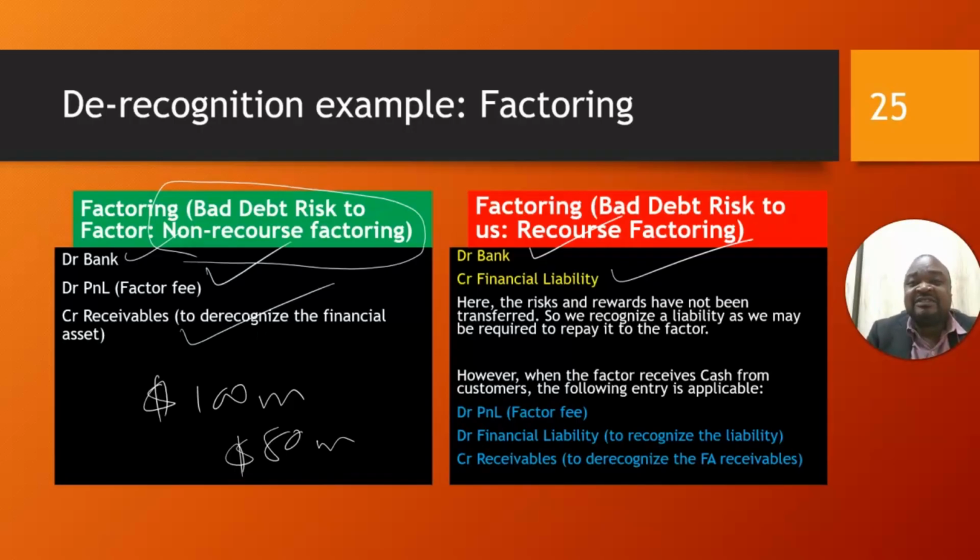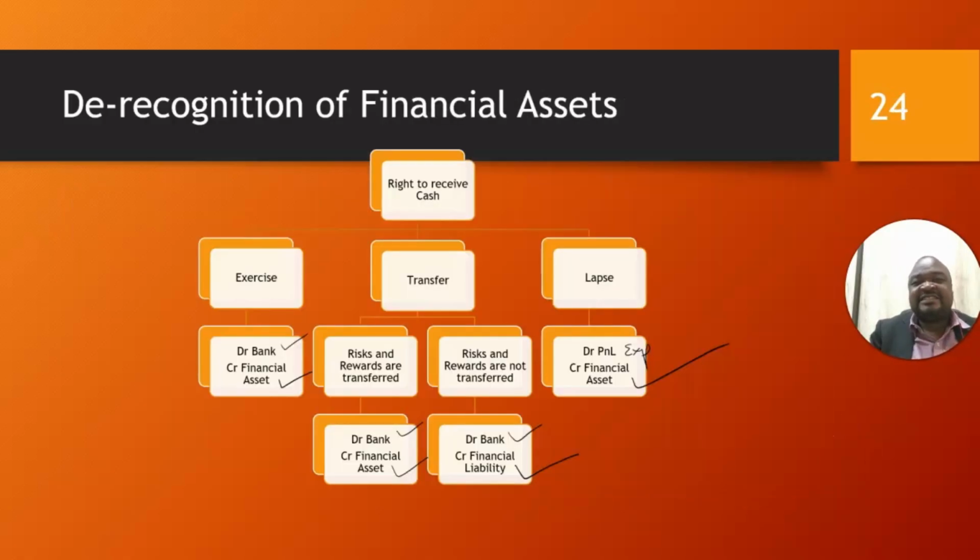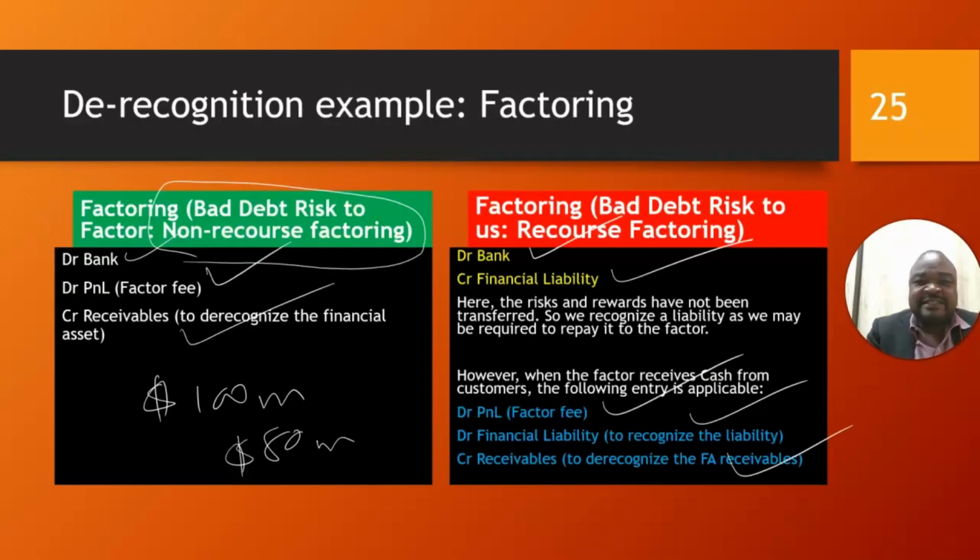However, when the factor receives cash from the customers, the following entry is applicable. We're going to debit P&L, that is the factor's fee, and debit the financial liability we would have opened, to de-recognize it. Then we are going to credit receivables to de-recognize the financial asset. Sure, we have cleared this confusing table. Is that clear, guys?